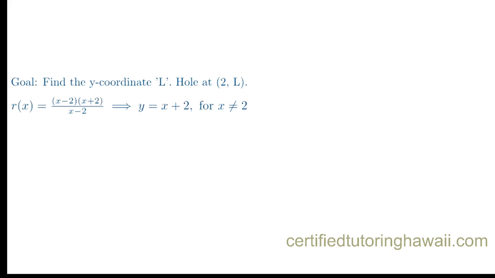Remember, the original function was undefined at x equals 2, and the simplified function must reflect that. The graph of the original function r of x looks exactly like the graph of the line y equals x plus 2 everywhere except at x equals 2, where there's a hole. To find the y-coordinate of that hole, we evaluate the simplified function at x equals 2. Plugging 2 into our simplified function, we get y equals 2 plus 2, which is 4. This value, 4, is the y-coordinate of our hole. It's the value the function is getting arbitrarily close to as x approaches 2 from either side. Therefore, the hole in the graph of r of x is located at the point (2, 4).